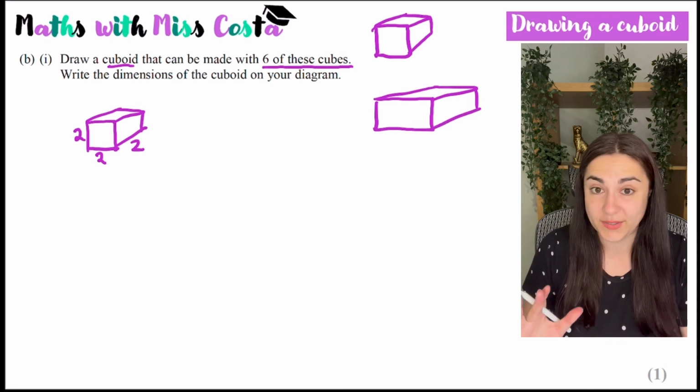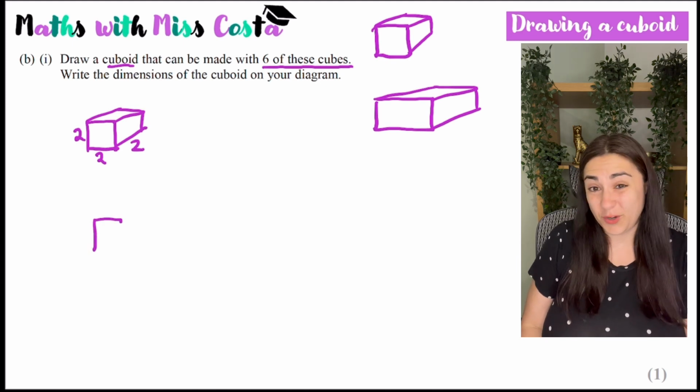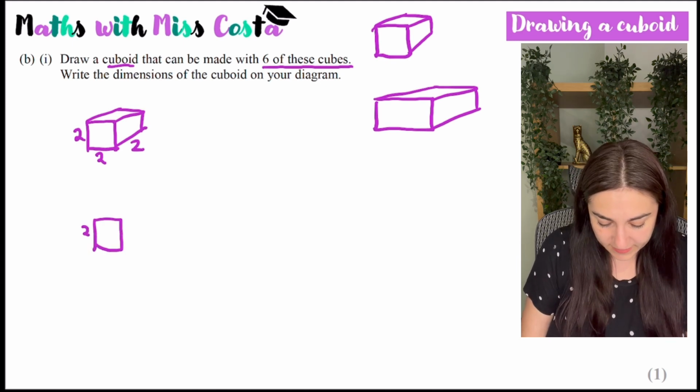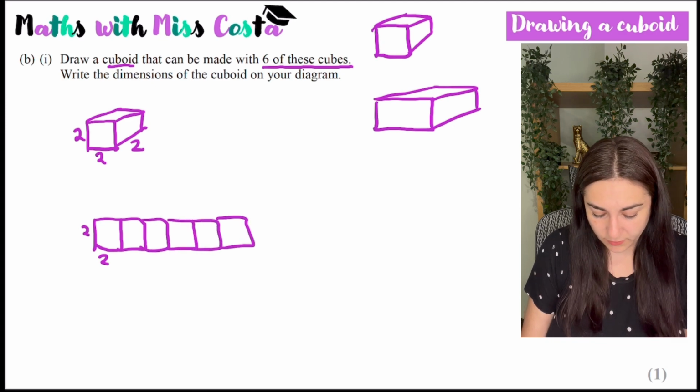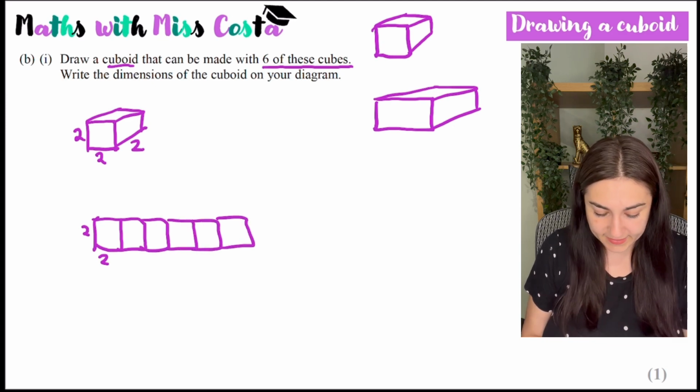So I can use 6 of these cubes. There's a few things you could do. You could either think to yourself, okay, I'm just going to line up the 6 cubes. So 1, 2, 3, 4, 5, 6.